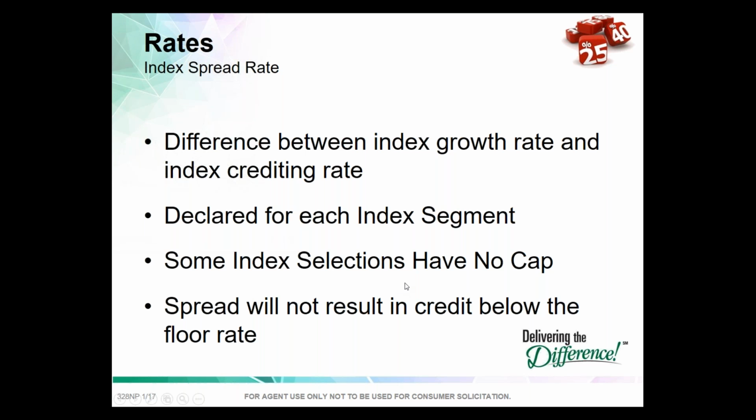Some index selections with spreads have no caps. In fact, I would say most index selections that use a spread rate have no cap. For North Americans, that would be an example as well that has no cap. And the spread rate will not result in a credit below the floor rate. We're going to talk about the floor rate in just a minute, but that means that if the index gets a positive 2% and the spread is 5, it's not going to turn that into a negative 3. But we'll get into that when we talk about the floor in just a little bit.